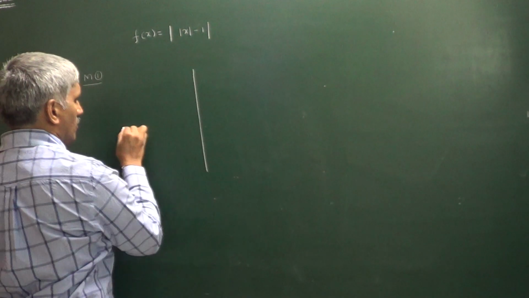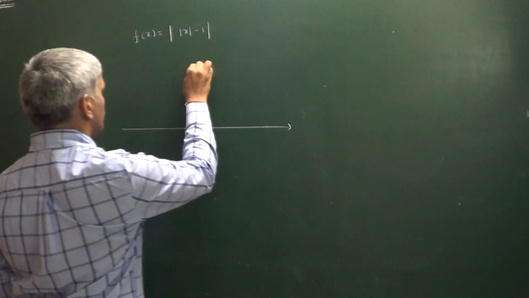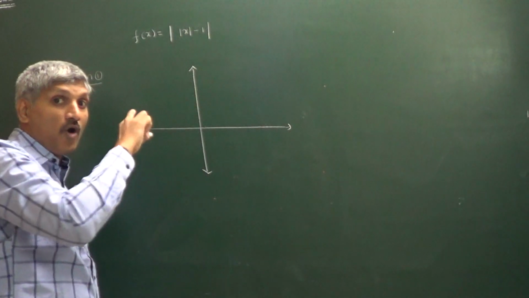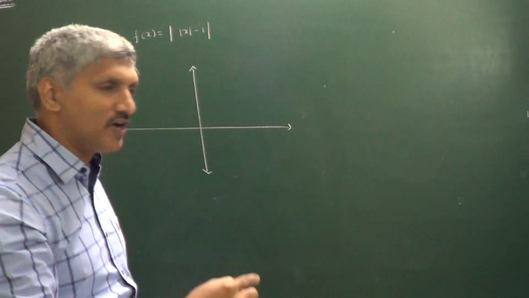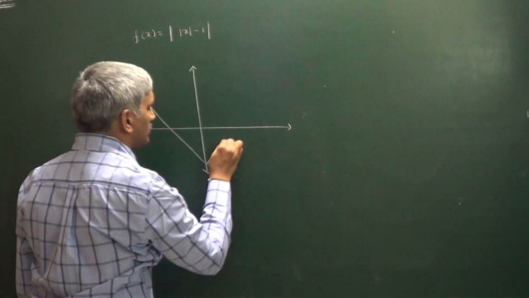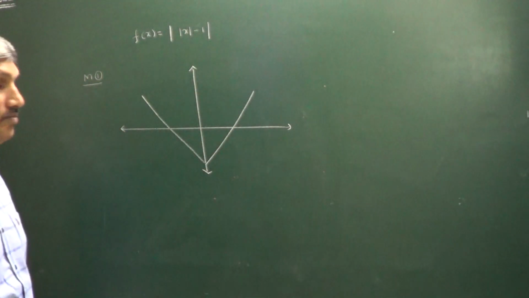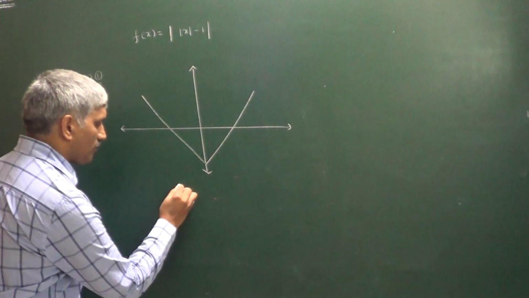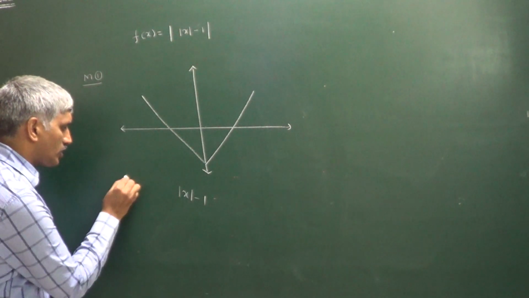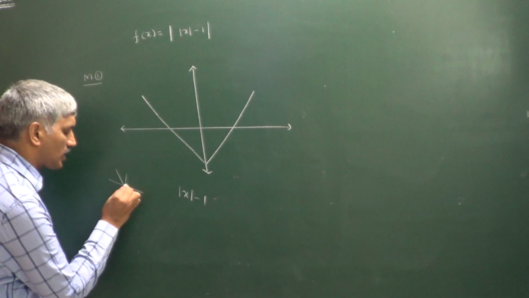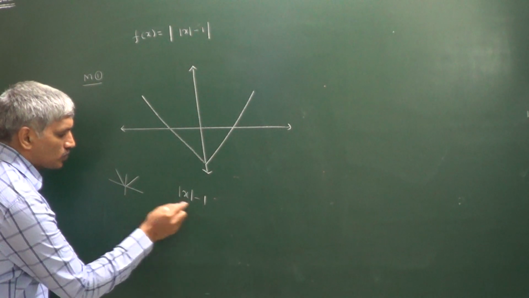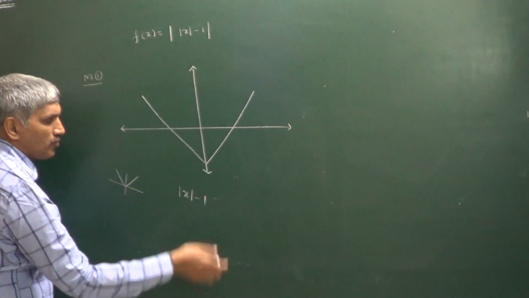How to draw the graph of mod x, we know. You know the graph of mod x, right? Mod x minus 1: shift 1 unit downward. This is the graph of mod x minus 1. After drawing the graph of mod x, if you want to draw the graph of mod x minus 1, the same graph shifts 1 unit downward.